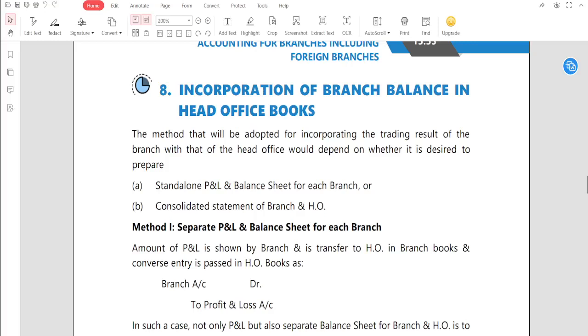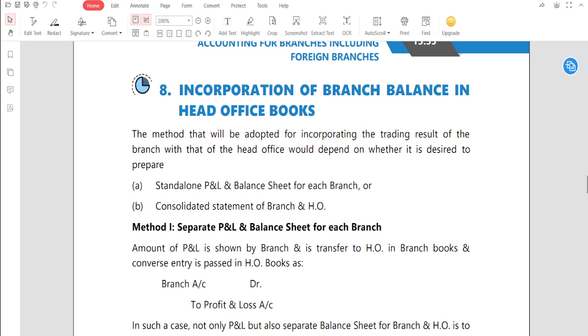Okay, chalo, let's start with the consolidation of branch and head office books. ठीक है, वो स्टार्ट करेंगे अभी हम लोग कि कैसे हाउ द ब्रांच बुक्स विल बी इनकॉर्पोरेटेड इन द एचओ बुक्स. It means all the branch records and balances should be recorded in the head office books, and then we are going to consolidate the same.